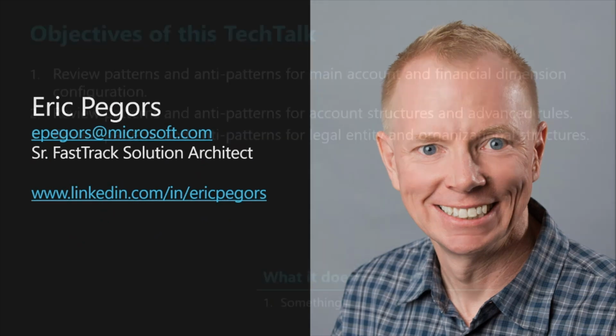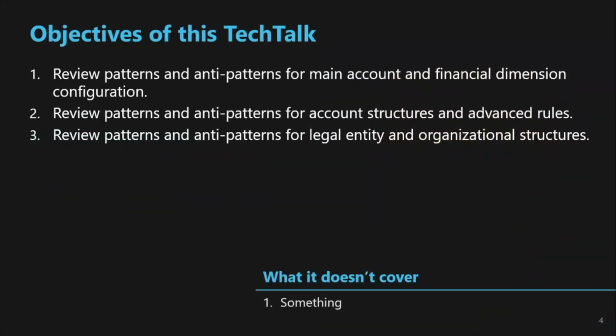So our objectives today are really to take a look at all the different patterns and anti-patterns that we have for all the different topics that we've talked about throughout the series, including main accounts, financial dimension configuration, account structures and advanced rules, your legal entities, and organizational structure as well. We have done this for a variety of scenarios. And if you've ever been to one of our solution architect boot camps, then the format that we're using today should be familiar to you.